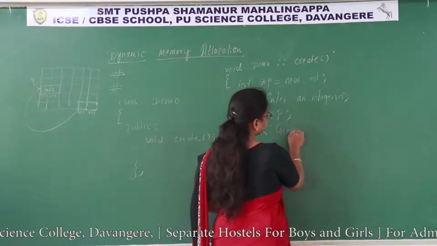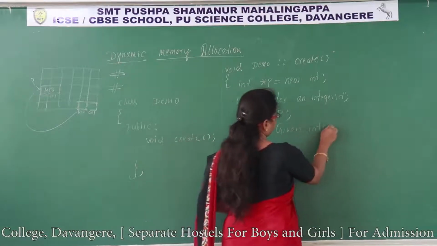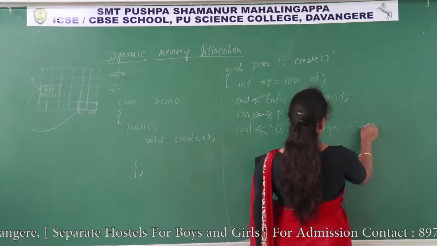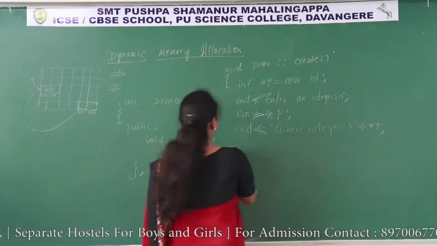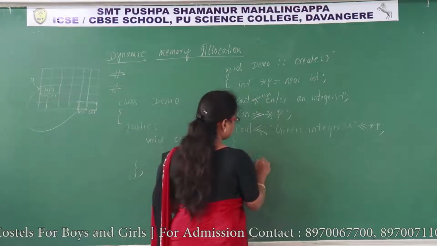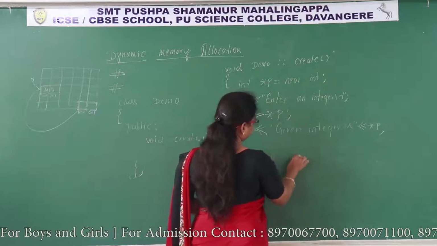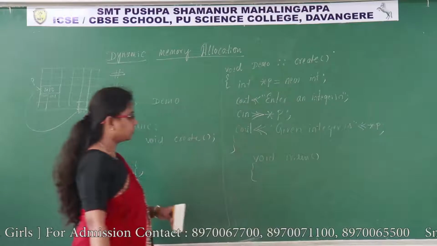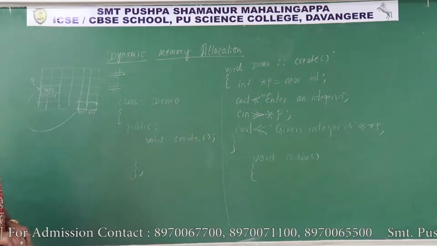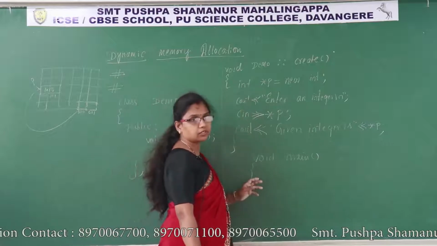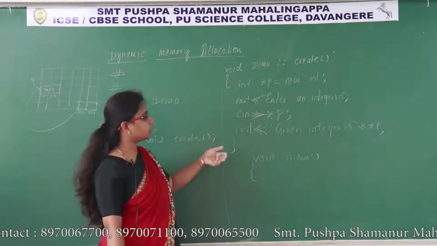Given integer is star p. Okay. So now from the main function, void main, how to use this dynamic allocation, how to show the dynamic allocation.